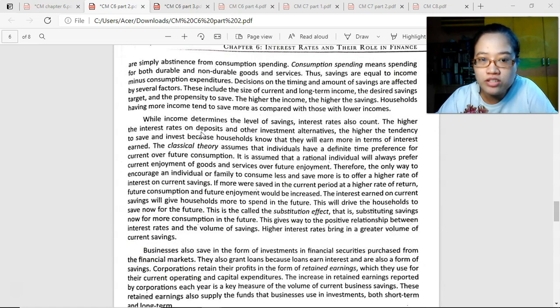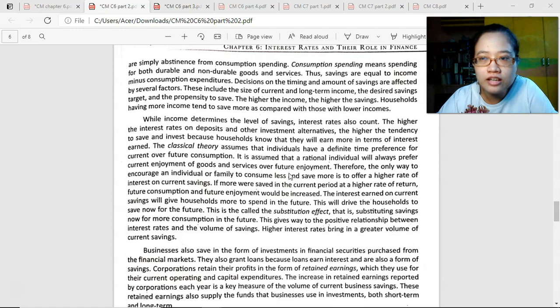The higher the interest rates on deposits and other investment alternatives, the higher the tendency to save. They would be encouraged to put their money into savings because savings would give them a higher earning when interest rates are high. And they invest because households know that they will earn more in interest. The classical theory assumes that individuals have a definite time preference for current over future consumption. The assumption is that a rational individual will always prefer current enjoyment of goods and services over future enjoyment.